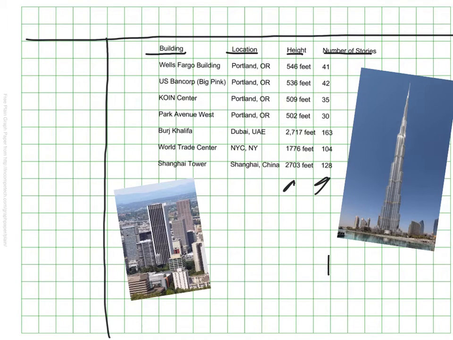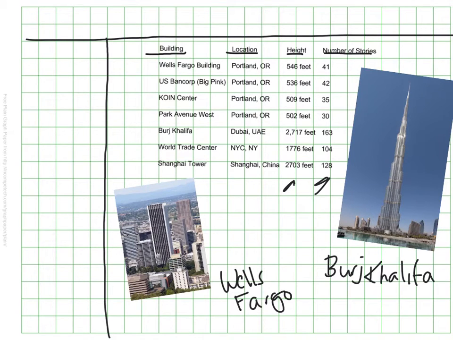We have here the Burj Khalifa, which is in Dubai in the Middle East. That's the tallest building in the entire world. And then I have the Wells Fargo building from here in Portland, and that's the largest building in our city. So we're going to be looking specifically at the data for Wells Fargo and for the Burj Khalifa to compare the information that we see here.